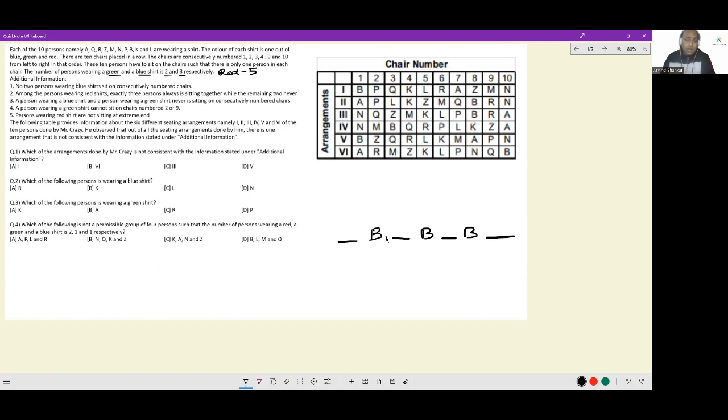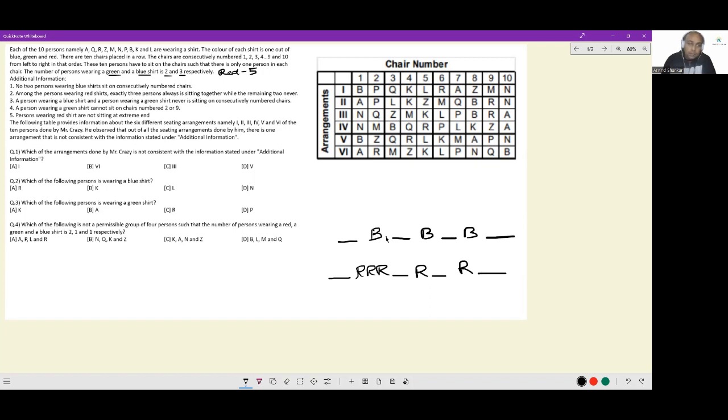Next, among the persons wearing red shirts, exactly 3 persons always sit together while the remaining 2 never do. Which is to say, I will have red, then some red, then some red, and of course they can flip positions amongst each other. This is the second instruction.